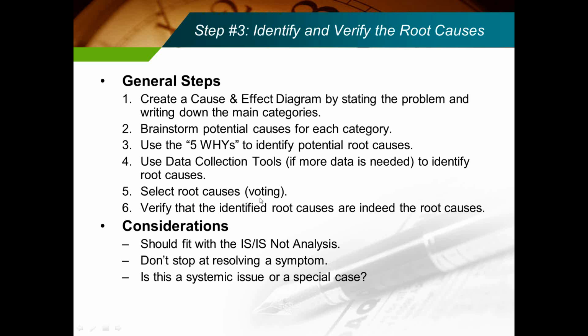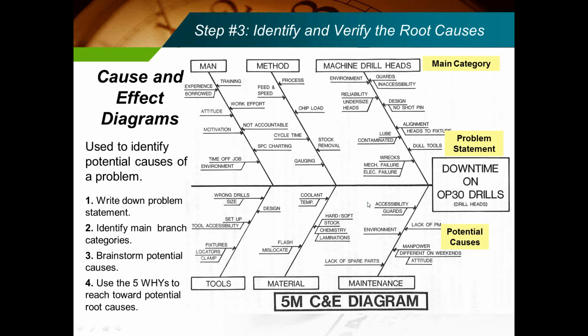And then you can also use data collection tools if you need more data. You select the root causes by voting and then you verify that the identified root causes were indeed the root causes. And again, some considerations. You want to fit it with the is not. In other words, if you did an is not, then whatever you came up with should fit whatever your is not is saying. Don't stop at resolving a symptom, and identify whether it's a systemic issue or a special case. Is this something that's part of our system and so it keeps reoccurring, or is there something special that happened that created this particular issue?